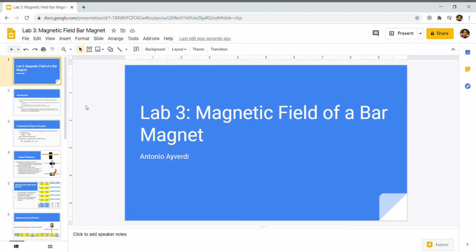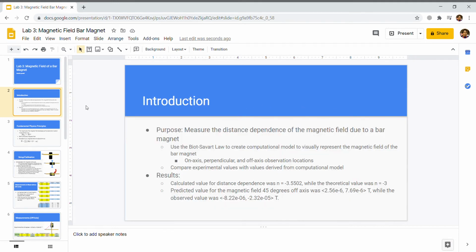Hello, my name is Antonio Iverdi, and today we're going to be talking about Lab 3, which deals with the magnetic field of a bar magnet. The purpose of this lab was to measure the distance dependence of the magnetic field due to a bar magnet.